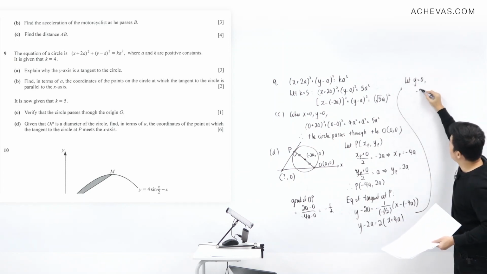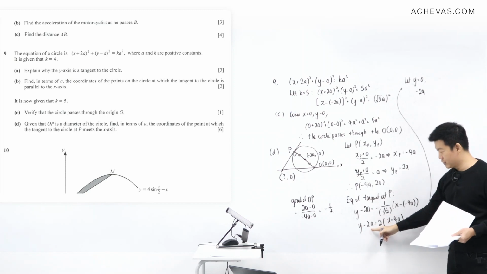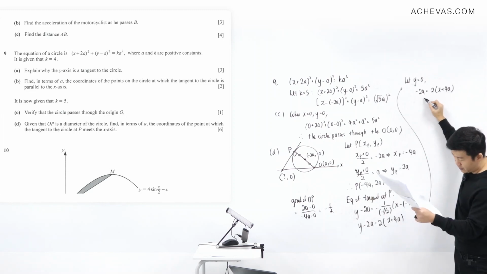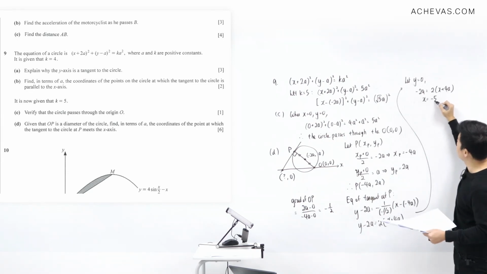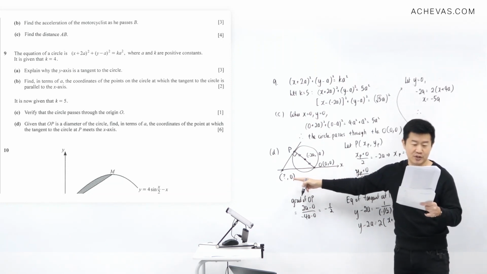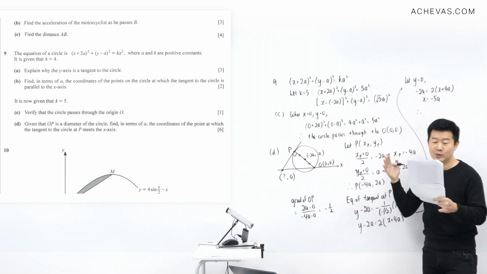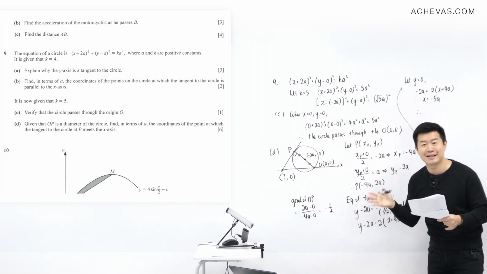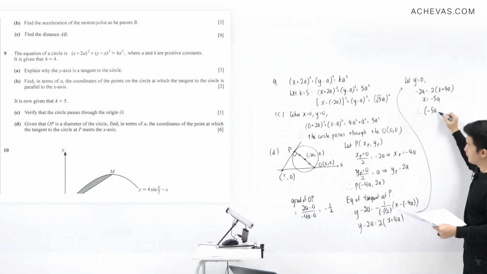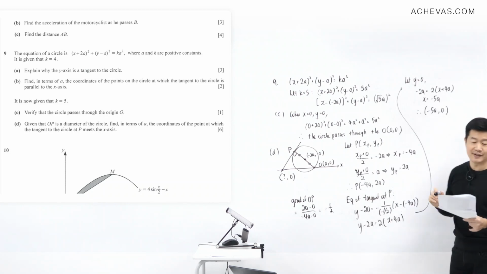So we have minus 2a, y equal to 0. So minus 2a is equal to 2 times x plus 4a. This will give me the value of x to be equal to minus 5a. Therefore, the coordinates of this point, which is what the question wants, the point where the tangent to the curve at point P meets the x-axis, we are finally there. This point here has the coordinates of minus 5a and 0.